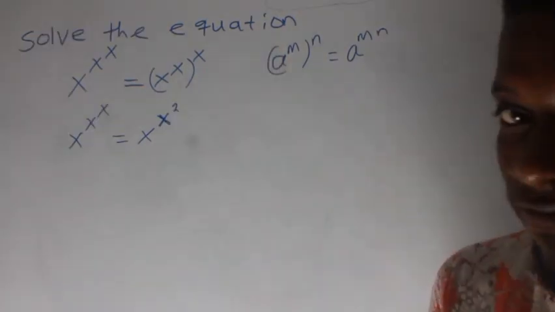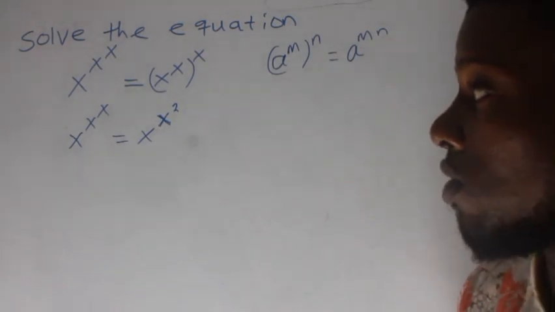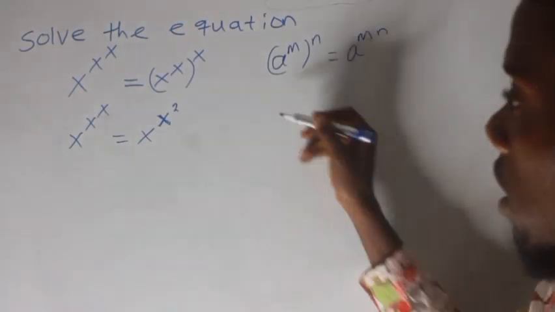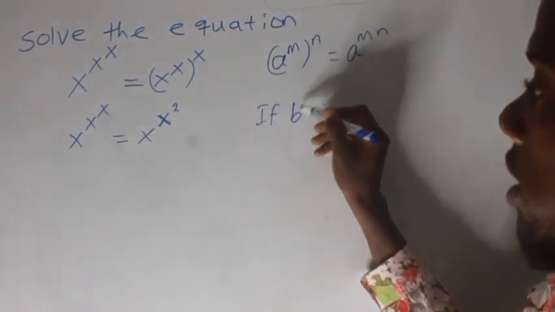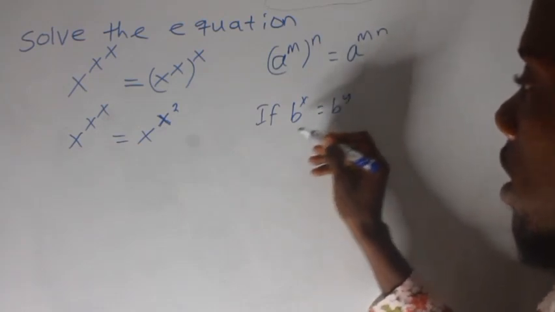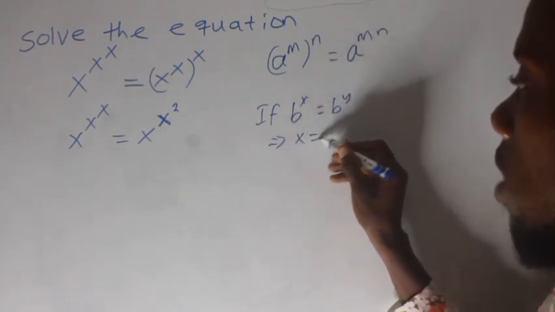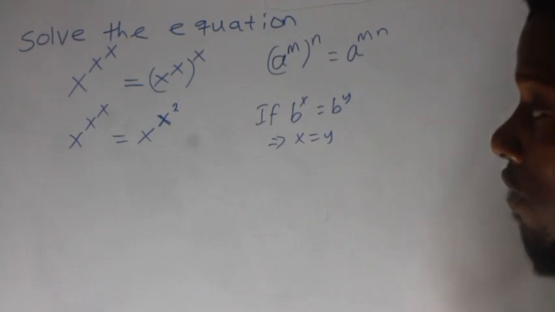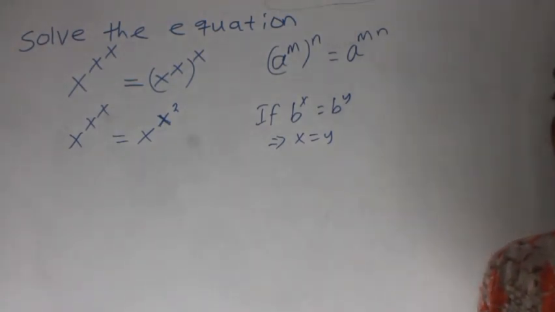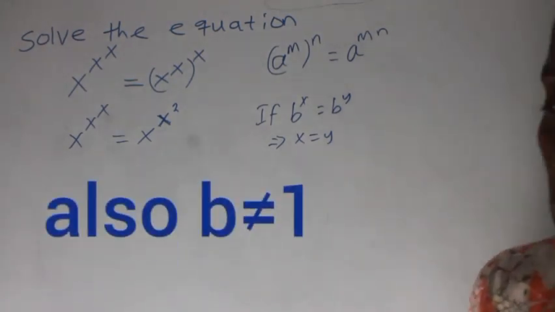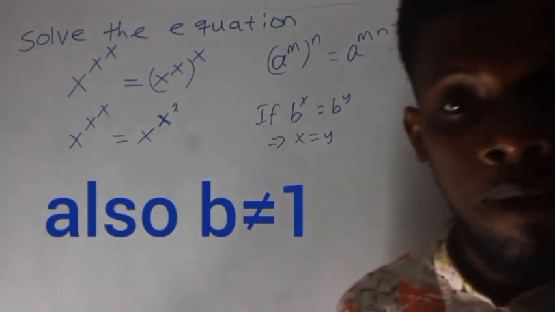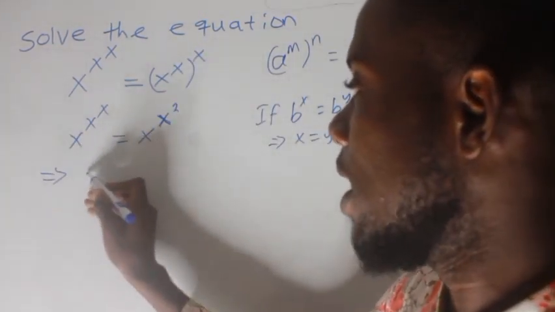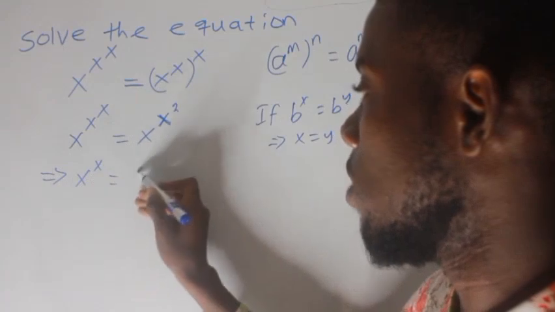Good. This is sufficient to use one of the most basic properties we know about. If b raised to the x is equal to b raised to the y, it implies that x equals y. Simple. If the bases are the same, you equate the powers, provided that b is not 0, right? So if the bases are the same, we equate the powers. So this implies that x raised to the power of x is equal to x squared.